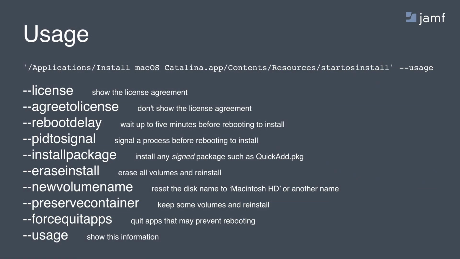Each of these items is called an argument. These are options that we can set when calling StartOS install. So let's talk about some of these.